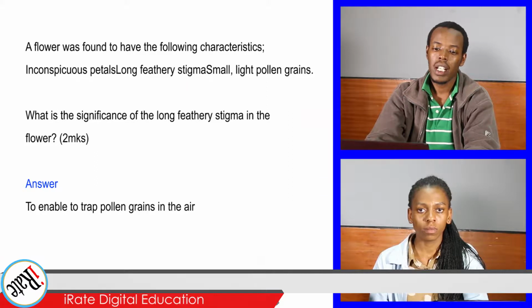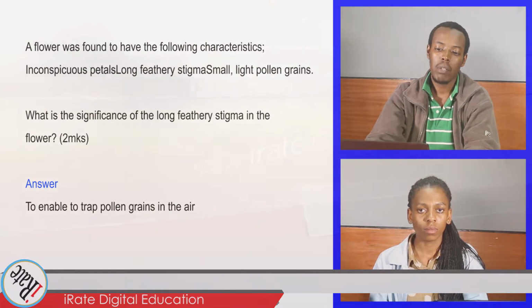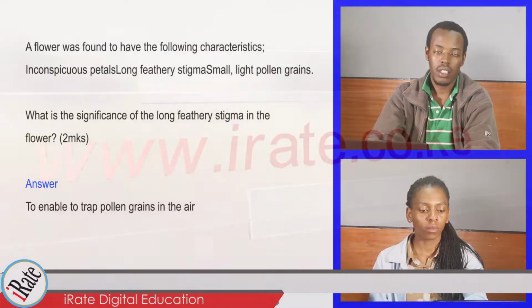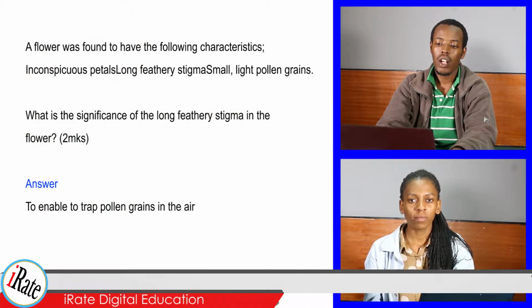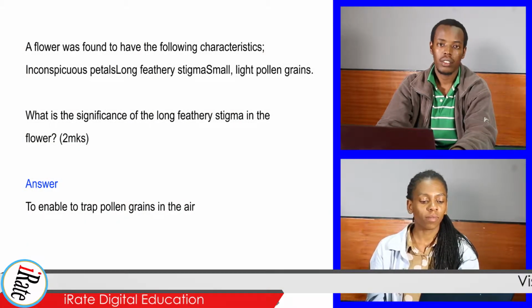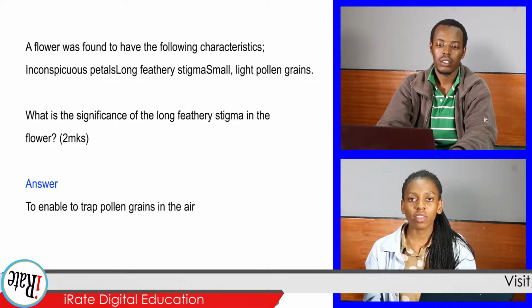A flower was found to have the following characteristics: inconspicuous petals, long feathery stigma, small light pollen grains. What is the significance of the long feathery stigma in the flower? To enable it to trap pollen grains in the air.